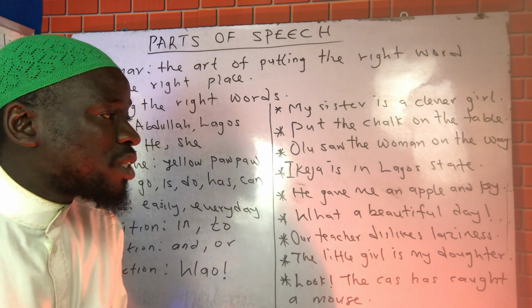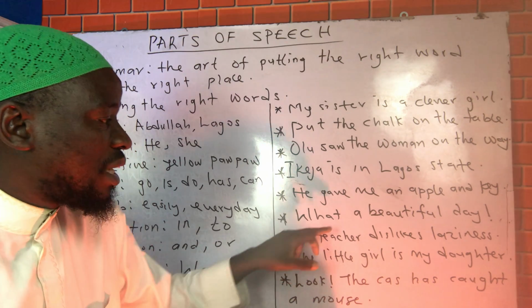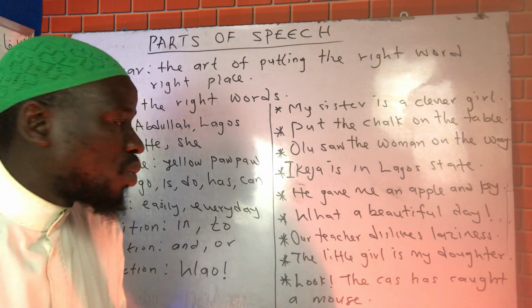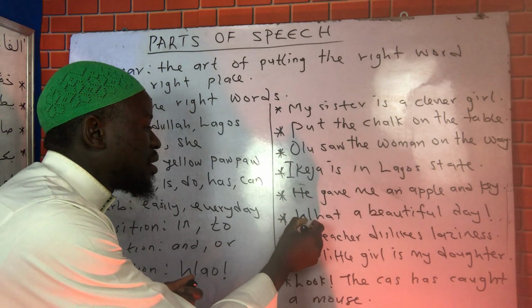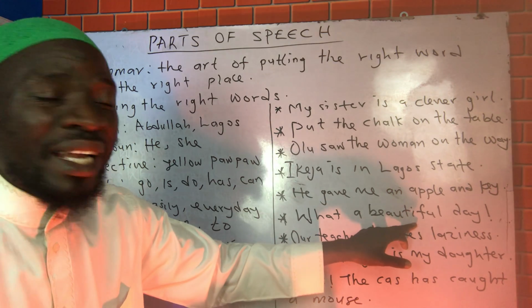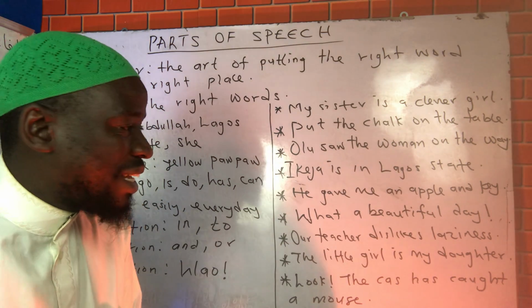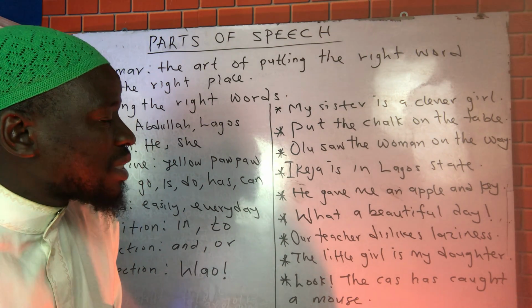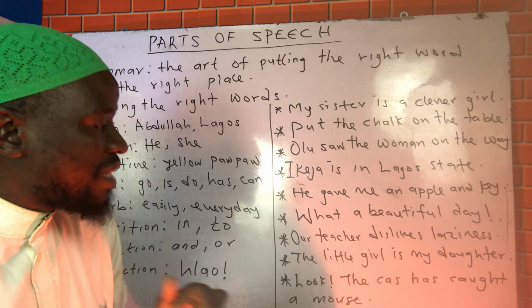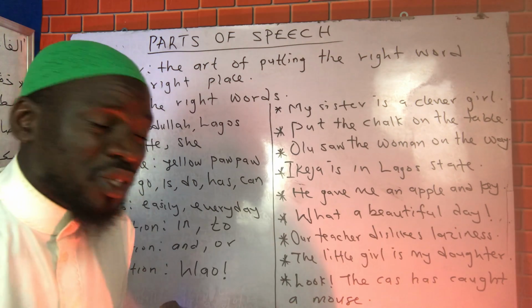Then, what a beautiful day. What here is also an interjection. Let's look at beautiful. Beautiful is an adjective. Day is a name, a noun. What a beautiful day. And we can see the exclamation. That is what we want to buttress here.